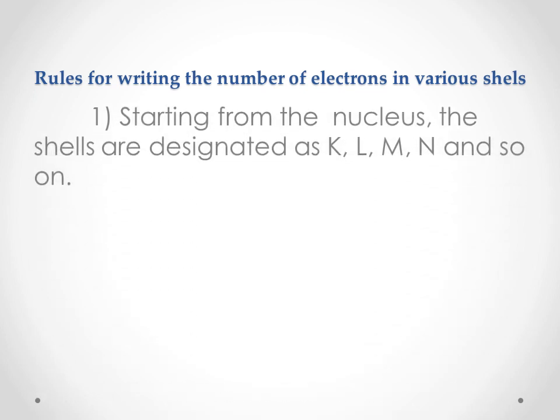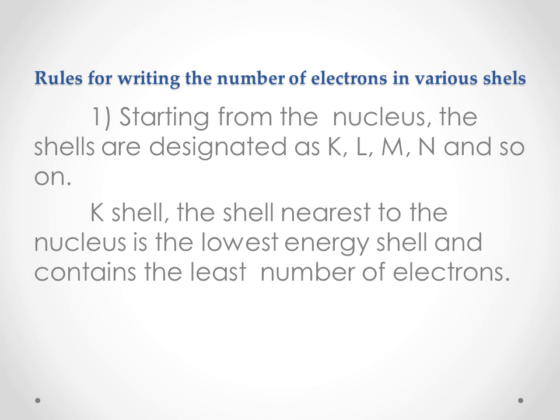There are certain rules to be followed for writing the number of electrons in different energy levels. Starting from the nucleus, the shells are designated as K, L, M, N and so on. The shell nearest to the nucleus is the lowest energy shell and contains the least number of electrons. The energy of the shells increases as we go outwards. So K shell is the shell nearest to the nucleus, is the lowest energy shell and contains the least number of electrons.